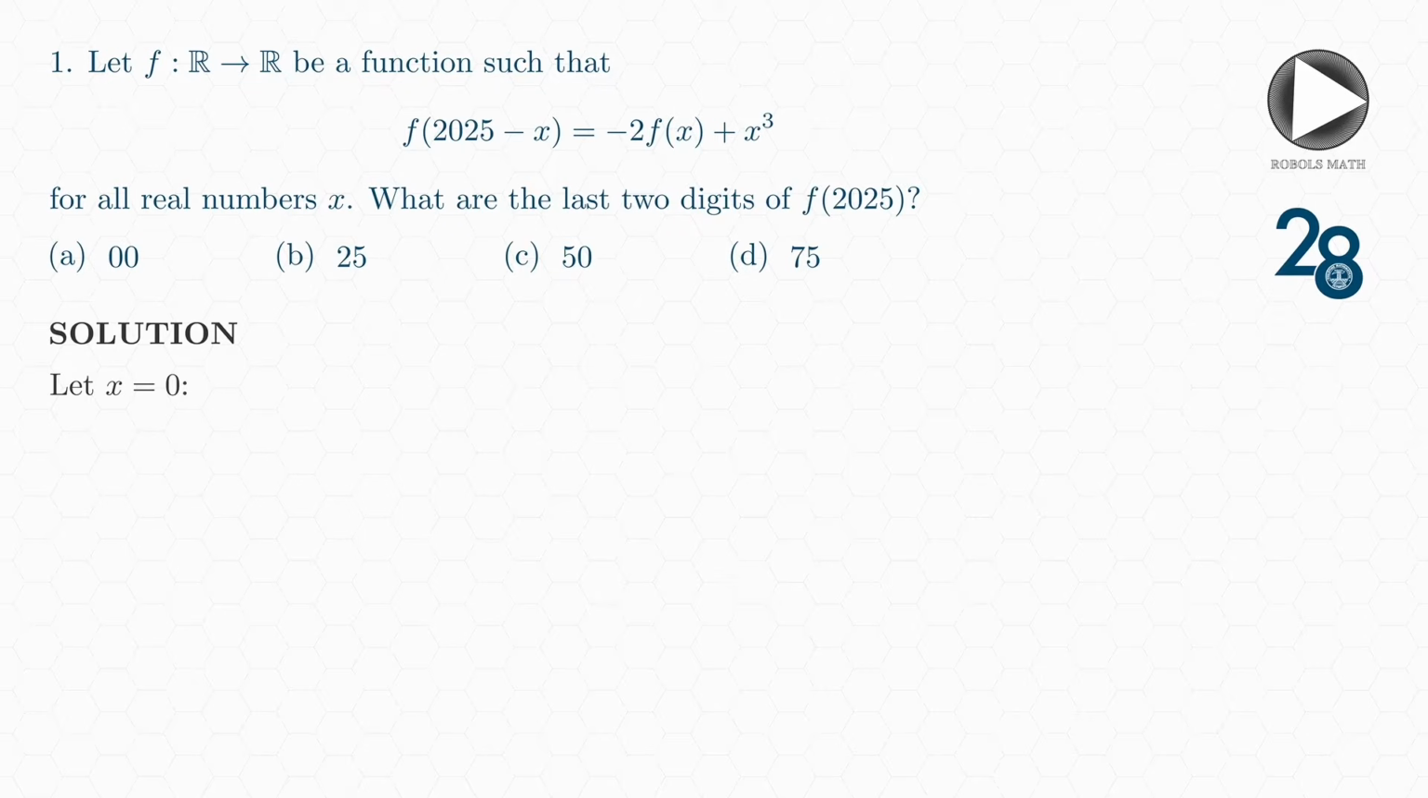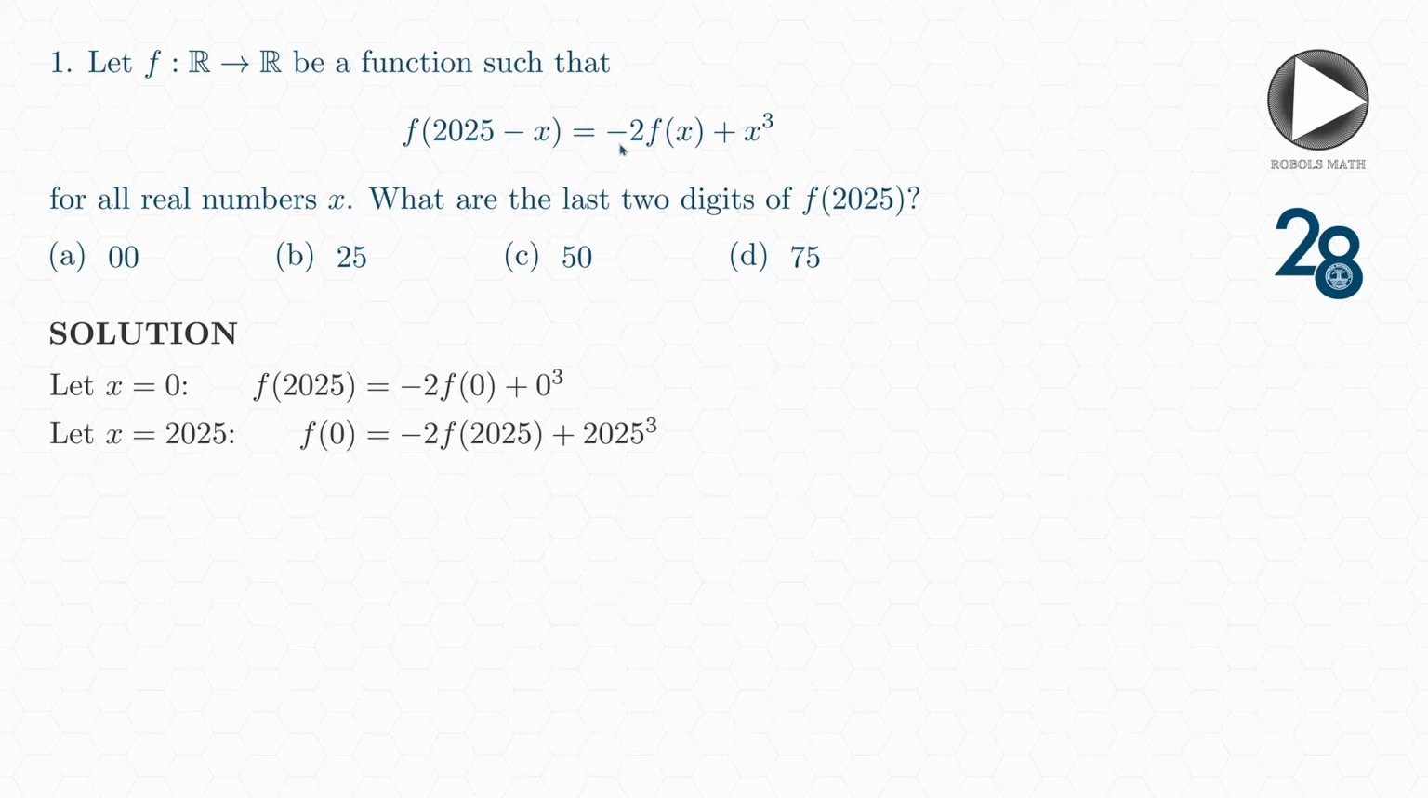So let's try x equals 0. If that's the case, then we get f of 2025 minus 0. So that's f of 2025 equals negative 2f of 0 plus 0 cubed. And then let's look at x equals 2025. We'll get that the left side is f of 0, and then the right side is negative 2f of 2025 plus 2025 cubed.